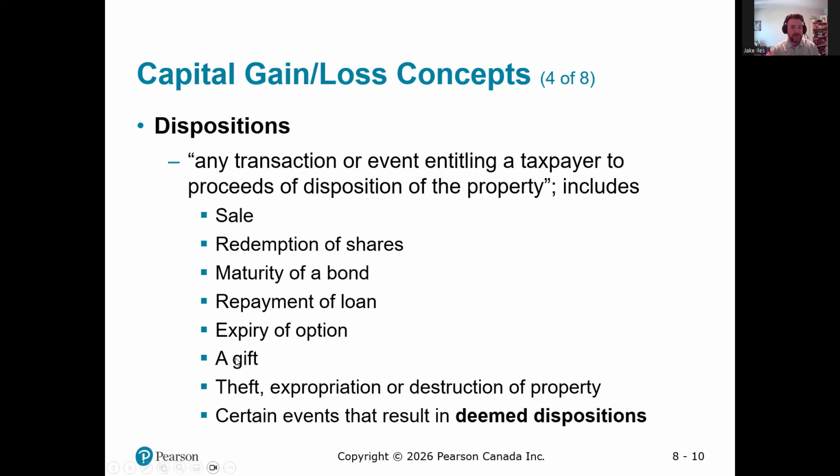If I have an asset and I give it away, that's a deemed disposition. So what a deemed disposition does is it recognizes the change in value up to when I no longer had it. So if I had these shares and I bought them for $10 and they went to $15, my value went up $5 for every share.